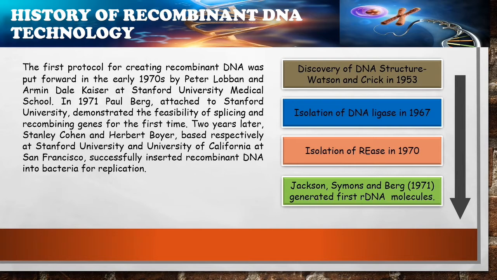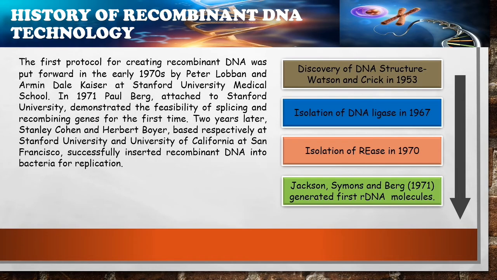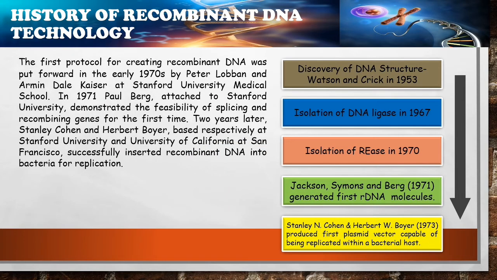Jackson, Simons, and Berg, and Lobban and Kaiser, worked on the terminal transferase procedure for manufacturing cohesive ends or sticky ends of DNA molecules. Two years later, Stanley Cohen and Herbert Boyer produced the first plasmid vector capable of being replicated within a bacterial host.